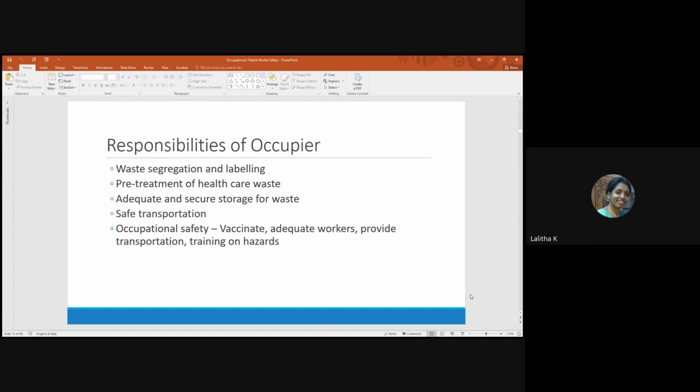We are just outsourcing our activity, that's it, but it is our responsibility to see that our waste is properly disposed. And the occupier's responsibility is very clearly and explicitly mentioned in the biomedical waste rules, that they have to ensure vaccination of the people, adequate workforce, provide PPE, training on hazards, and give all the necessary equipment for transportation so that they safely transport the waste within the hospital and outside as well.